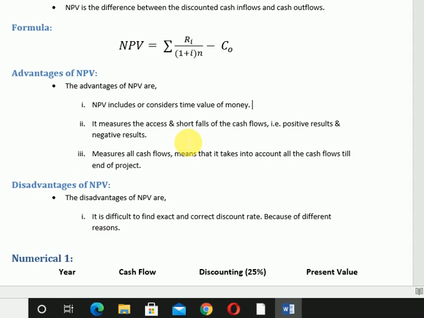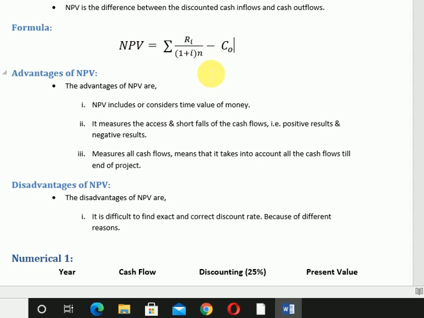We only make a supposition for the discount rate. So this is one disadvantage of the NPV. Now, the formula of the NPV is equal to the summation of Ri divided by (1 plus I) raised to the power n, minus C naught.